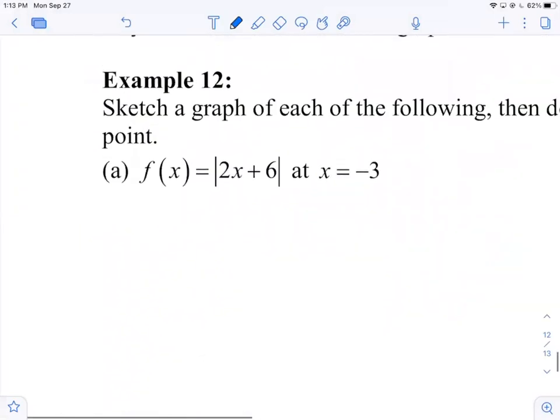Example 12, we're just going to give ourselves a visual cue and an example of an equation where something is not differentiable. So let's look at this function on 12a. F of x is 2x plus 6 in the absolute values, and we're sketching it at -3.